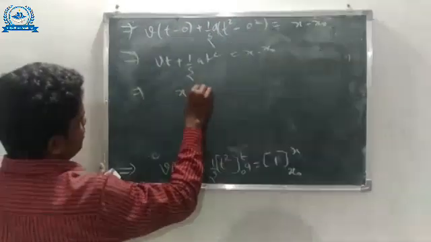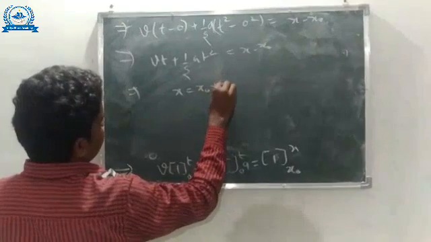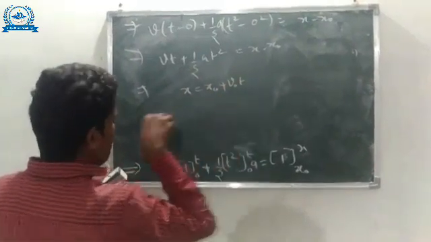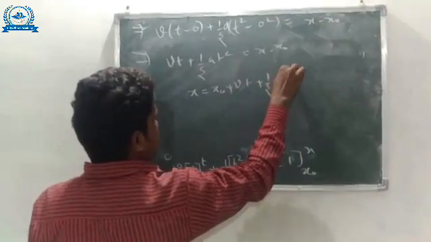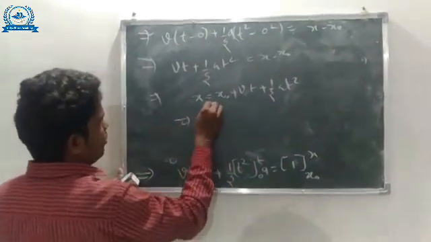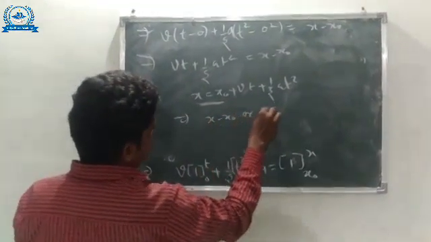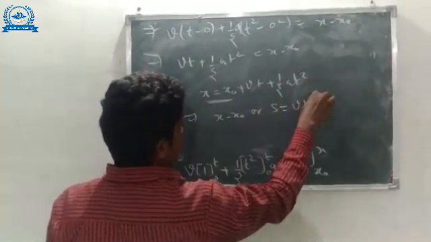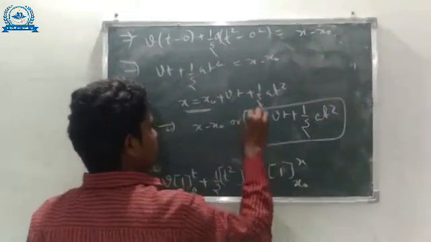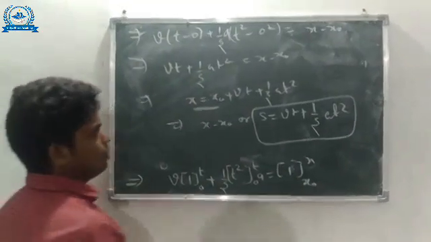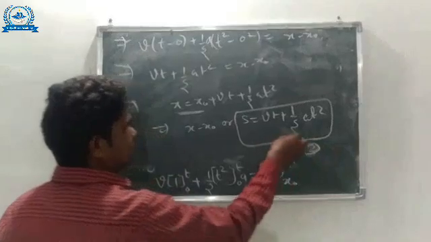Just transfer this value over here. So you will get x is equal to x0 plus v0 t plus half a t square. So this is nothing but your s only. The difference x minus x0 is s, that is v0 t plus half a t square. This is nothing but the second equation of motion. So we have solved the second. This is equation number 2, the second equation of motion.